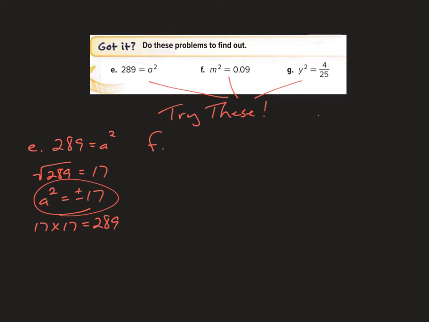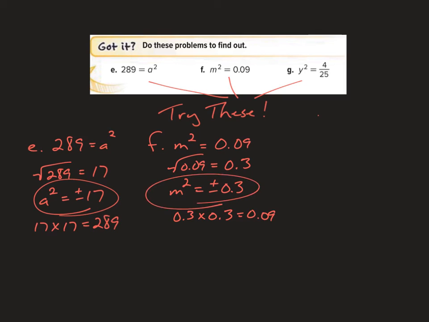For F, I have m squared equals 0.09. To find my answer, I take the square root of 0.09. And the square root of 0.09 is 0.3. So my final answer is m equals the positive and negative version of 0.3. And again, I can clarify by taking 0.3 times 0.3, and that gives me 0.09. The same would be true for the negative version of 0.3.